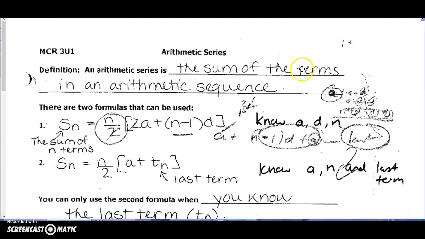Okay, guys, second last note of the year. Wow. Arithmetic series is the sum of an arithmetic sequence. Two formulas. I'm going to go through and fill in the notes. So two formulas here.